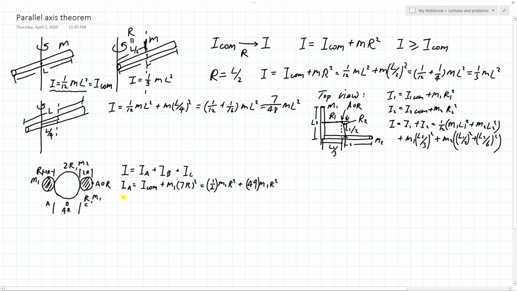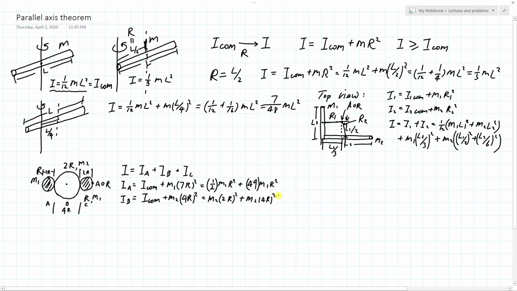So let's do IB. Again, I center of mass of the ring plus m2 times the distance to the center between these two, so 2r, 4r. So we have 4r squared. And this is a ring, so we'll have m and the radius squared. The radius is 2r, so it's m2 times 2r squared plus m2 times 4r squared.